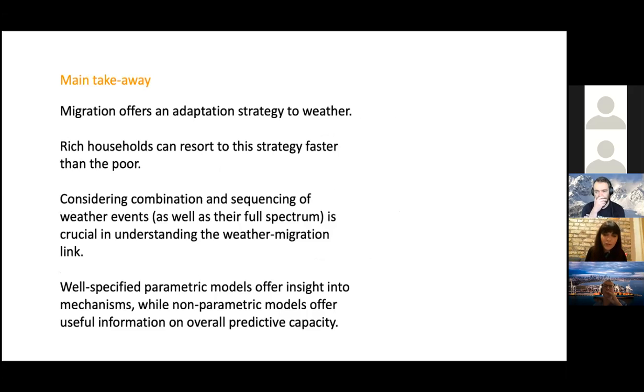So basically, what are some of the things that we've learned? And we're still pushing forward with the ML project and also on this project as well. So one thing is clear, migration offers an adaptation strategy to weather. And here, a lot of the literature is talking about permanent migration, like in Bangladesh, where there are increasing waters and people have to be relocated. But here, migration is a temporary adaptation strategy.